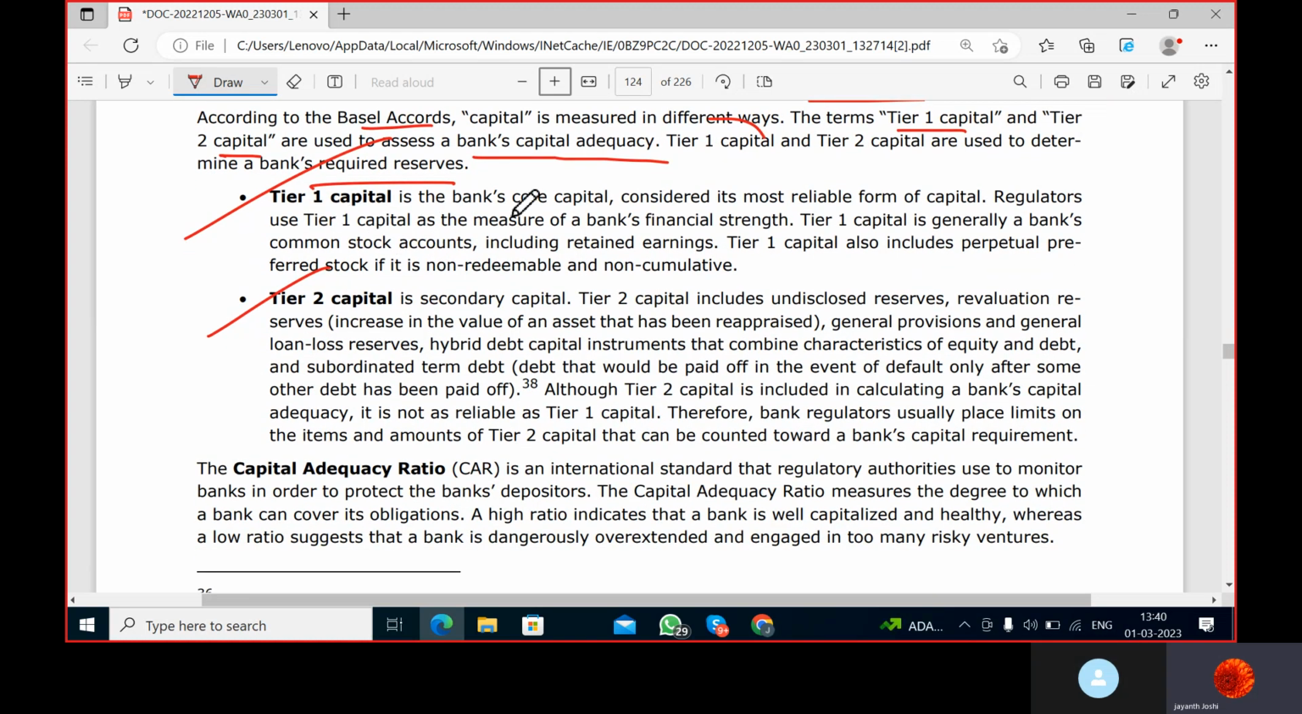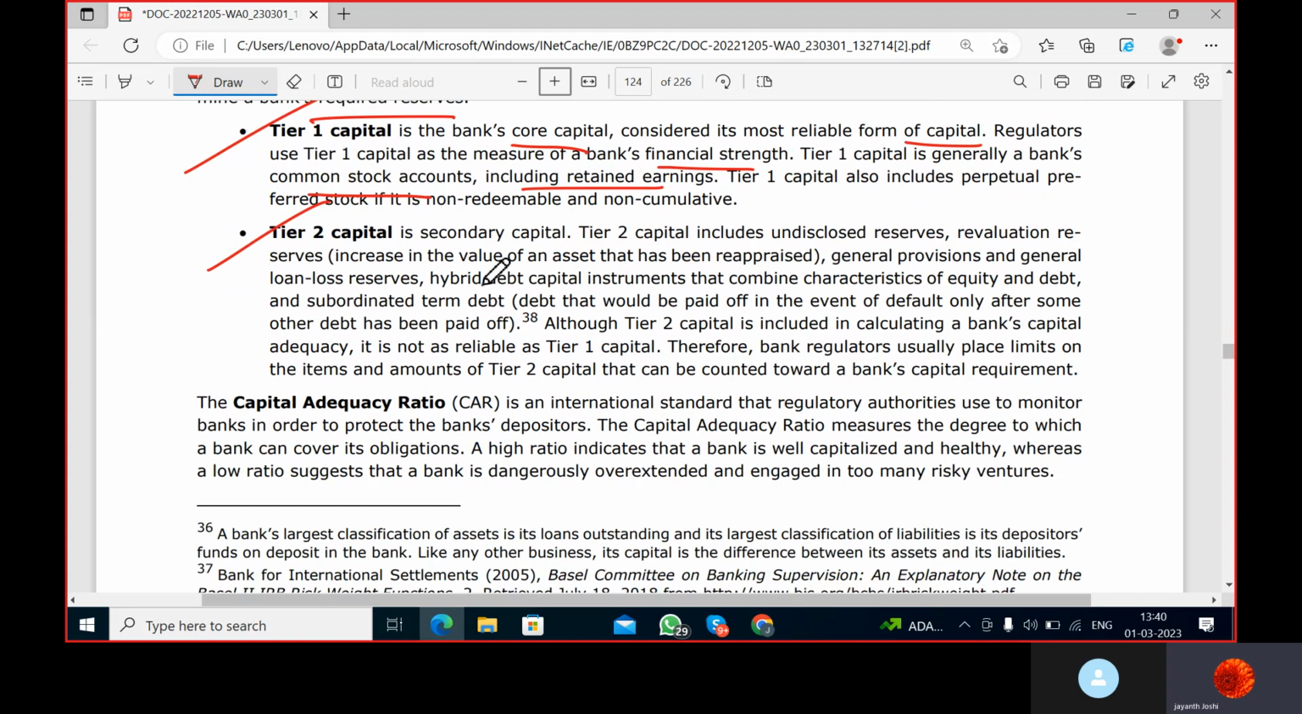So Tier 1 capital is the bank's core capital, considered to be the most reliable form of capital. So regulators use Tier 1 capital as the measure of a bank's financial strength. Tier 1 capital is generally a bank's common stock accounts and retained earnings. Understood? So these are the most reliable ones. They have arranged the money by selling the stocks of their company, and retained earnings are the profits they have retained. Tier 1 capital also includes perpetual preferred stock if it is non-redeemable and non-cumulative.